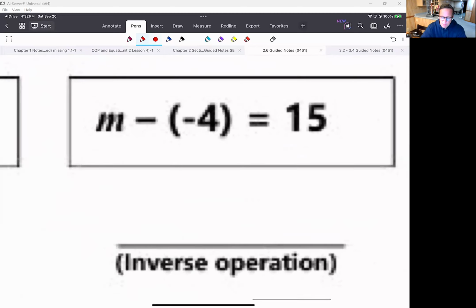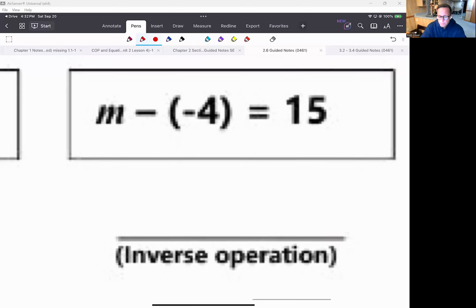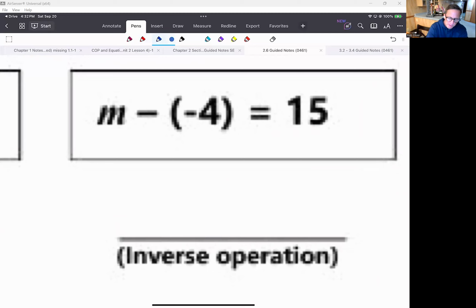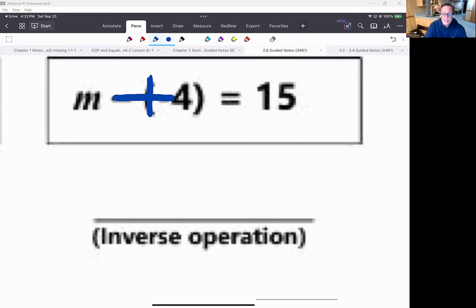Okay, now this is an example where you have to clean it up a little bit. Right here, these 2 negatives make a positive. So we really want to think of that as +4. The inverse of +4 is going to be -4. So we're going to subtract 4.